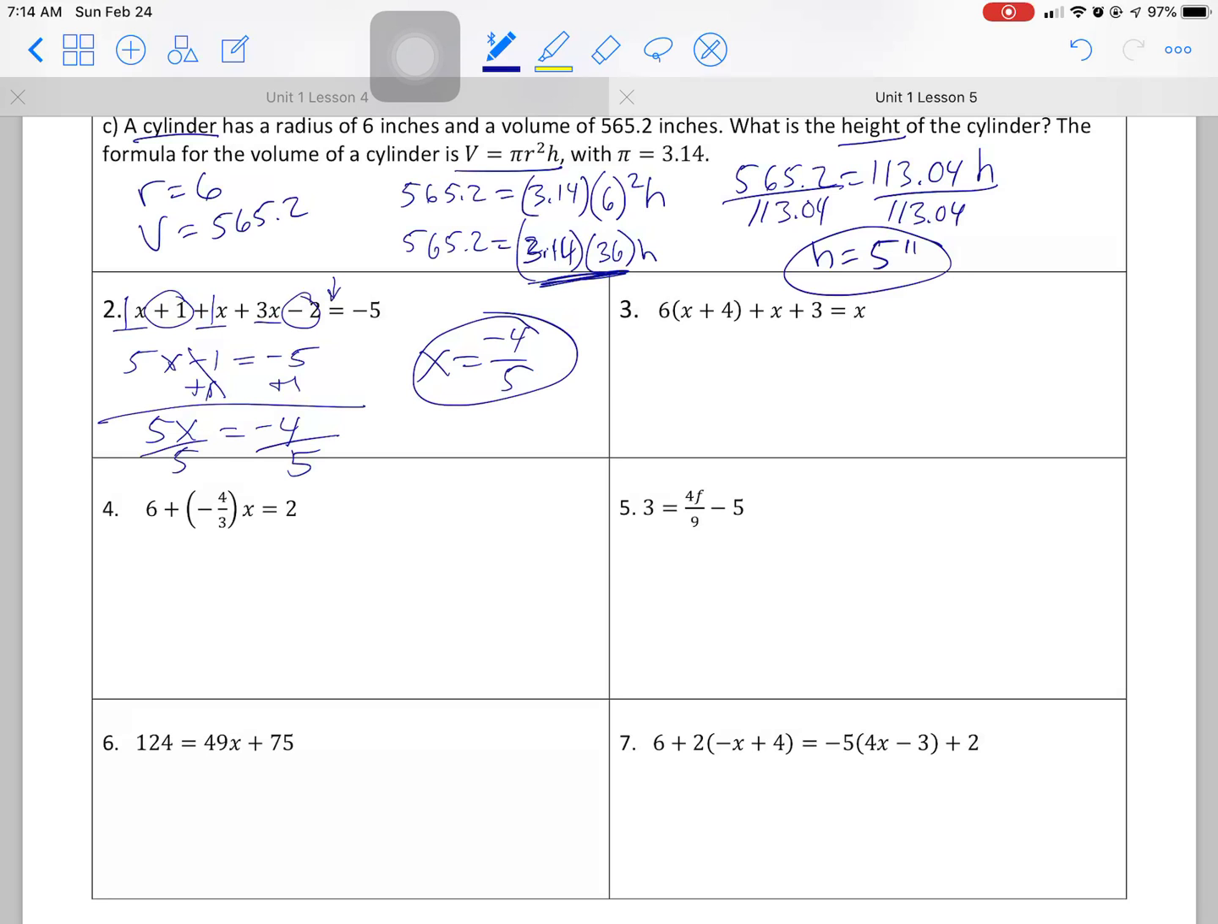All right, next one. Let's see. I got a distribution. So 6x, always go do the distribution first. Write the rest of it down.